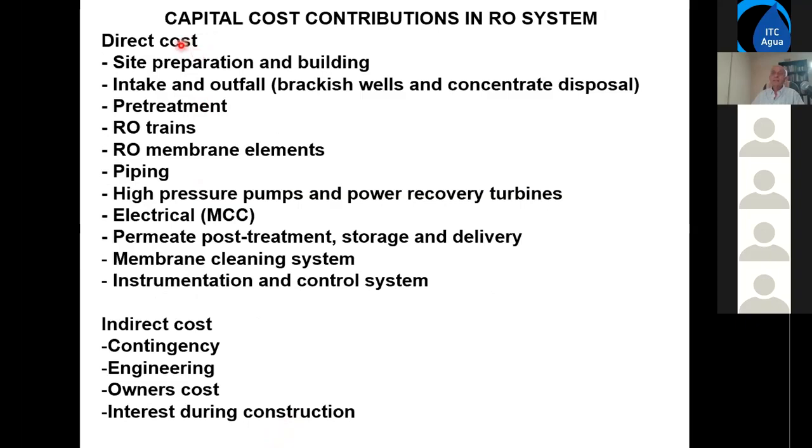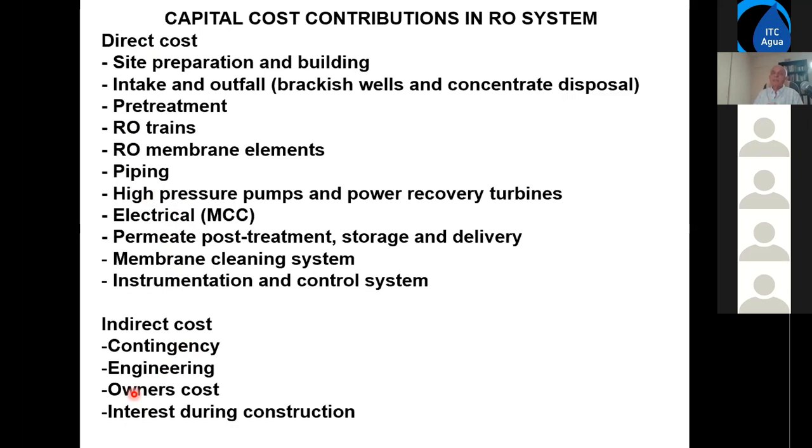So direct costs include site preparation and building, intake and outfall, pretreatment, RO trains, membrane elements, piping, high pressure pumps, electrical, membrane cleaning, instrumentation. All the equipment and the site preparation and building and bringing things together, that's the direct cost. Indirect costs: contingency, engineering, owner cost, interest during construction. Owner cost is the cost which the owner incurred during the whole process of designing, building, and construction of the plant.